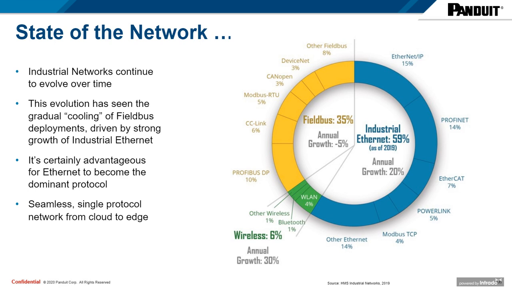So the state of the network and what's going on with Ethernet. Why do we need to be so concerned about industrial Ethernet in the control panel?